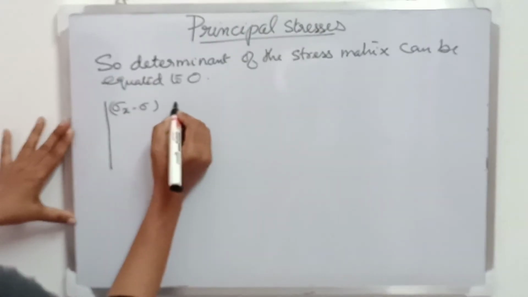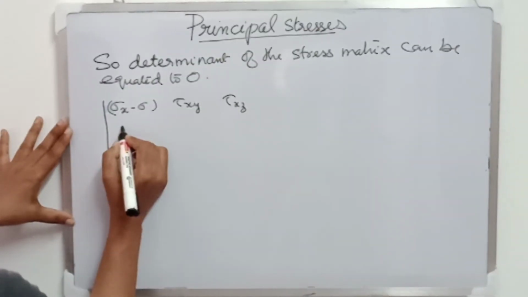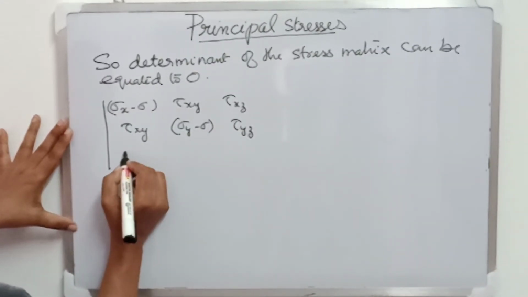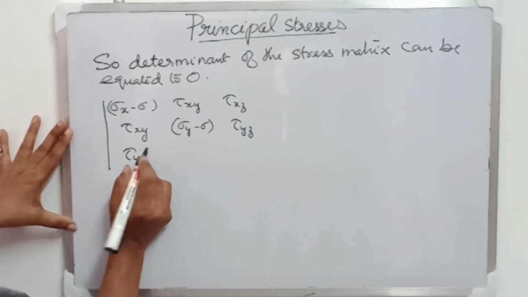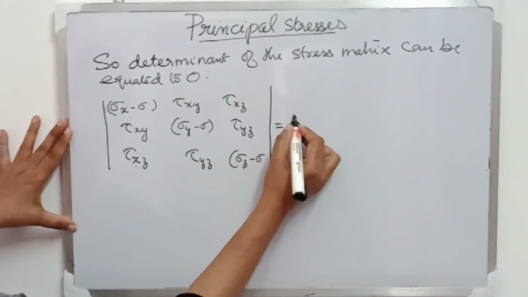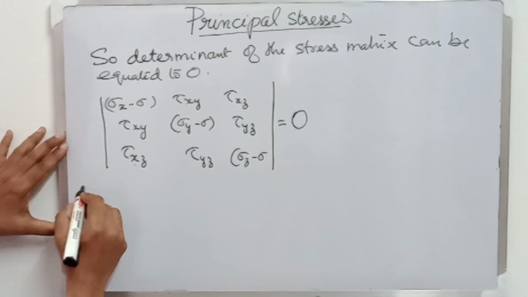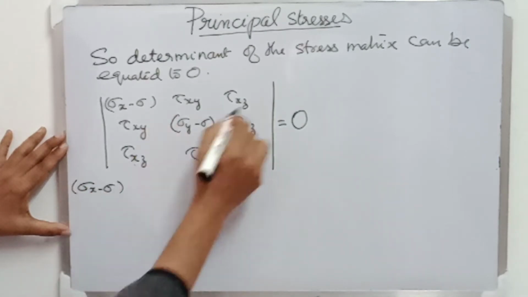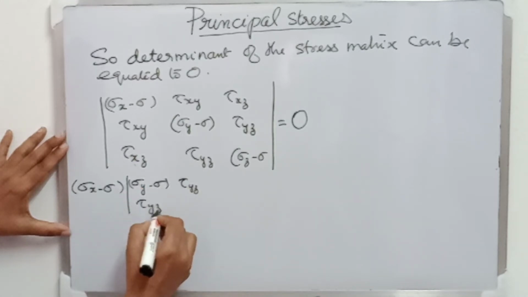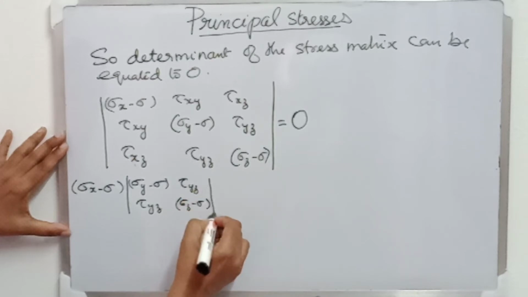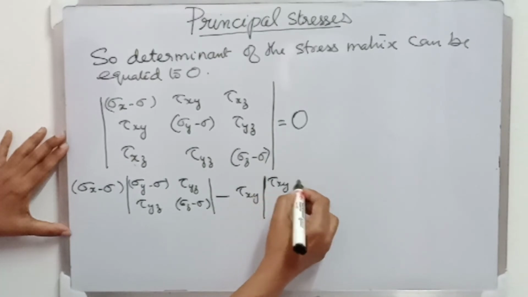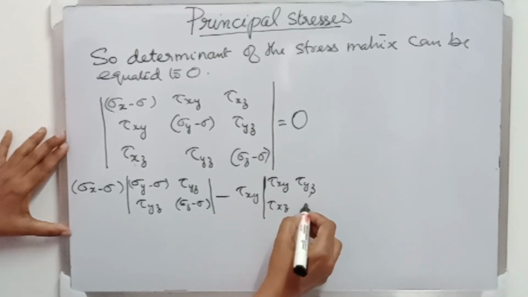I am writing down the same stress component matrix and I am going to find the determinant of this matrix. So here the determinant of this matrix, we are equating it to 0. Now let us do the expansion of this determinant. So here we are using the conventional method to solve the determinant of a 3x3 matrix. I hope this part is self-explanatory.